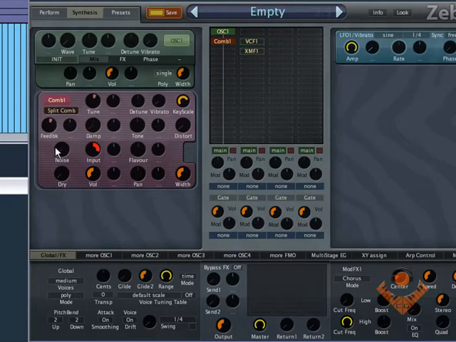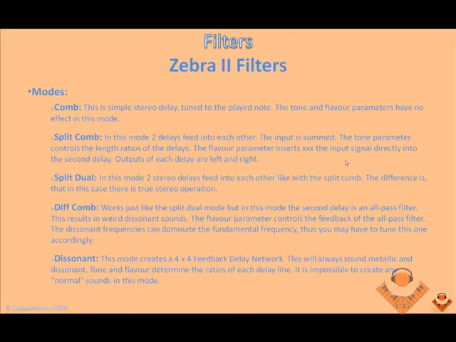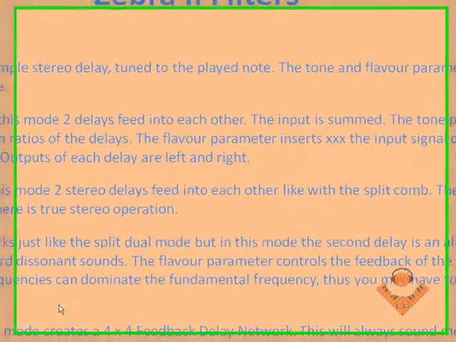Okay, so I've changed it to split comb. I've got a little bit of tuning and a bit of feedback, some input. Now, if we use the tone, you'll hear it doing its thing. Makes some nice powerful sounds. And the flavour parameter as well, it inserts X, the input signal, directly into the second delay, so it makes a multiplication. And then inputs that directly into the second delay.